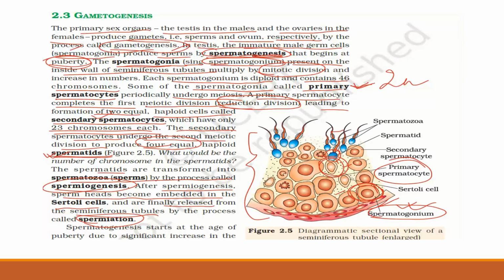They are producing 2 haploid cells. Then they are again dividing to form 4 haploid cells, that is secondary spermatocytes. They are producing spermatids, and these are again producing spermatozoa. Okay, now this spermatozoa, they are finally released by the process of spermiation.